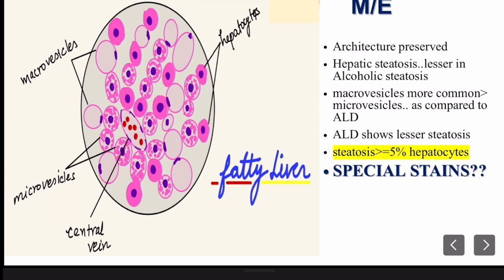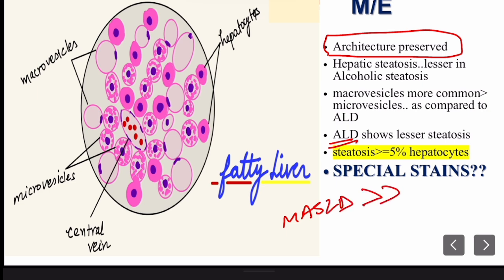In microscopy, the architecture of the liver is preserved in steatosis. The steatosis is more as compared to alcoholic liver disease. So in MASLD, the steatosis is more than in ALD. The second differentiating point is that macrovesicular steatosis is more commonly seen in MASLD, while in ALD it is microvesicular.